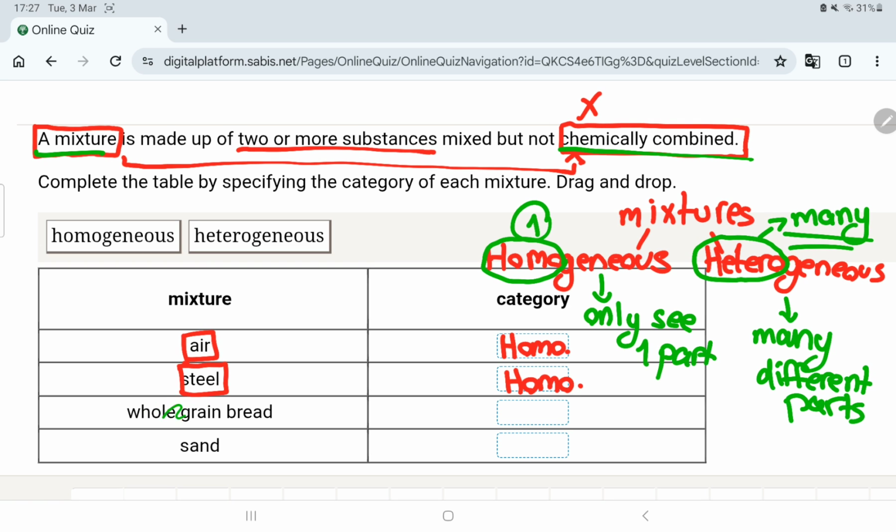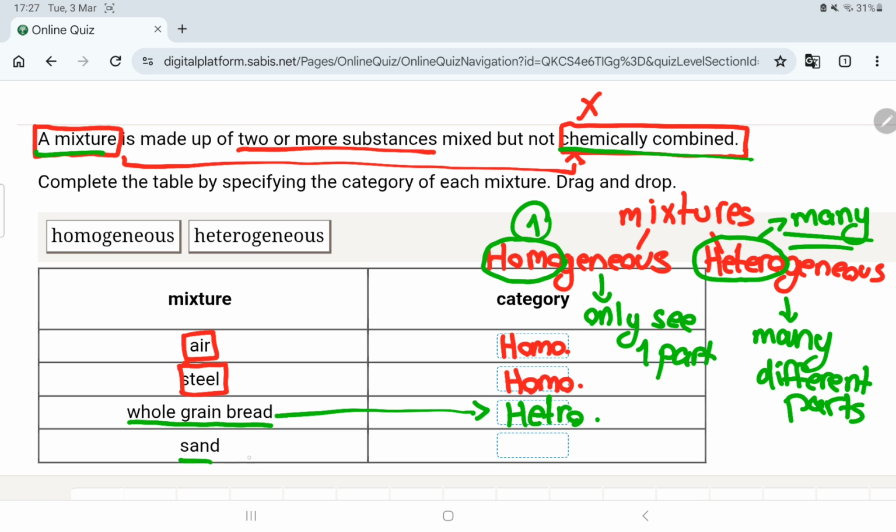A whole grain bread. You can see the different parts. Here, natural. Okay, you can see the different parts. I don't really know how to describe it to you guys, but you're not just gonna see one color of a whole grain bread, okay? You might see different colored grains or whatever. Just know that a whole grain bread is a heterogeneous mixture, okay?